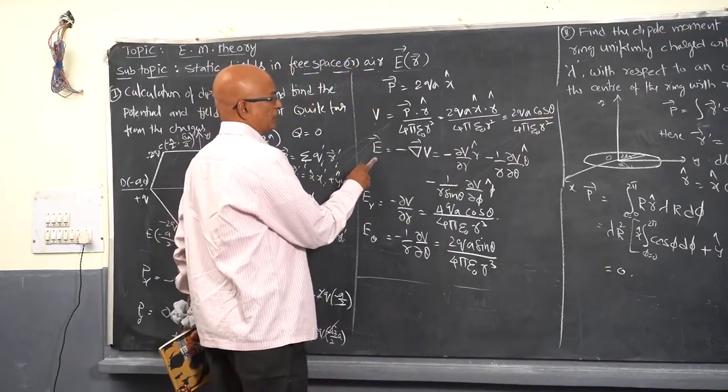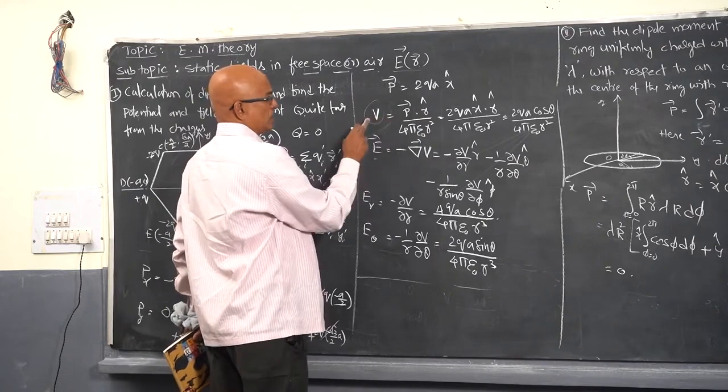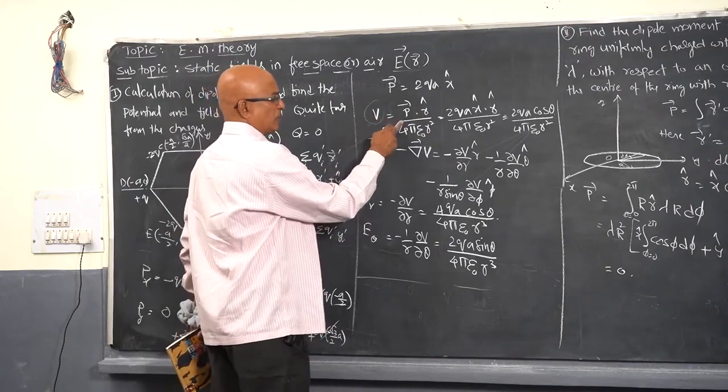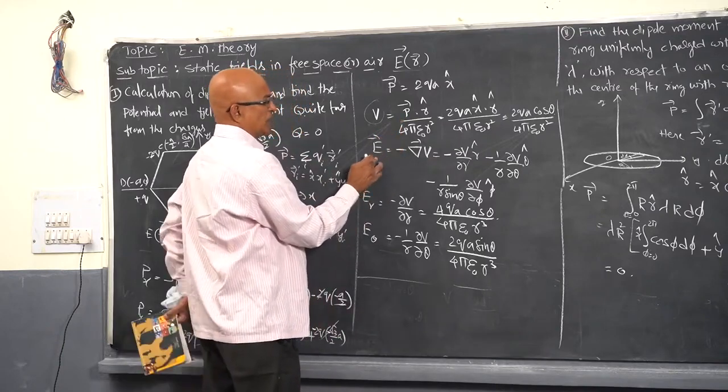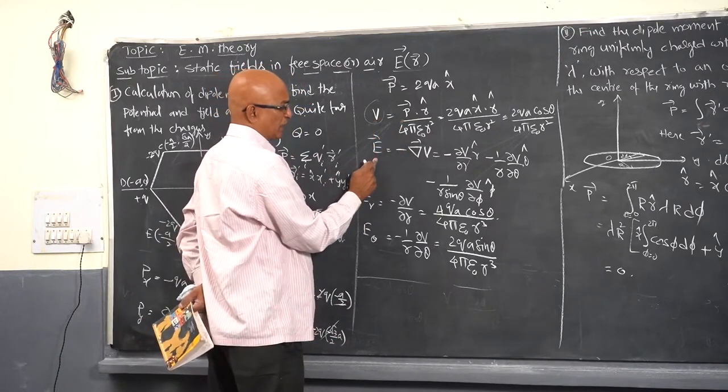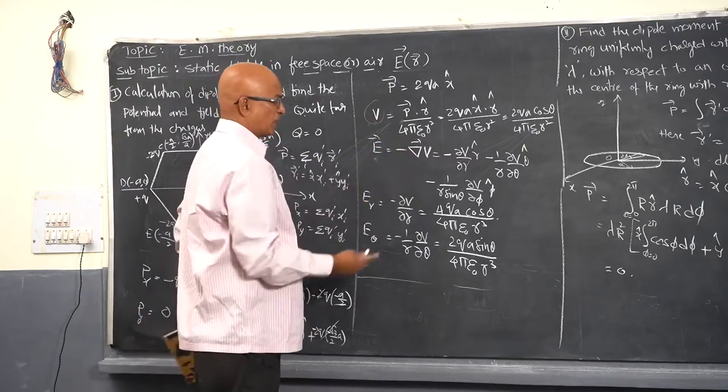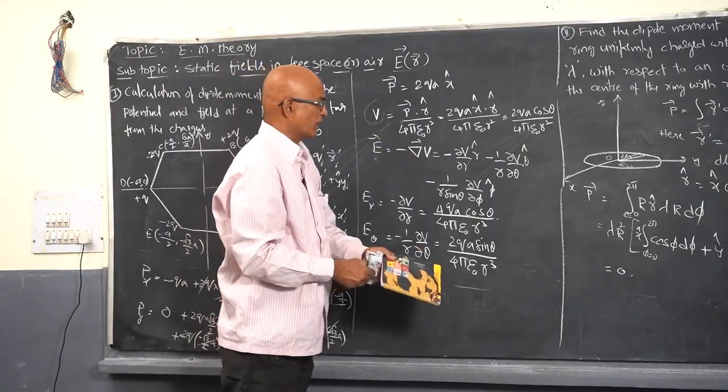Then the electric field, because this potential formula is a coordinate free form, right? Any coordinate system you can apply. And now using the potential formula, we are writing the electric field. Electric field is the negative of the potential gradient.